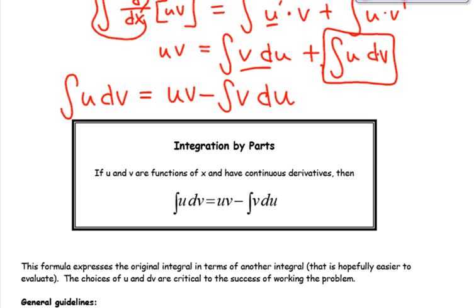I know right now you're like, I don't get this, all the u's and v's. I'll show you in a minute what that all means. First of all, u and v have to both be functions of x.